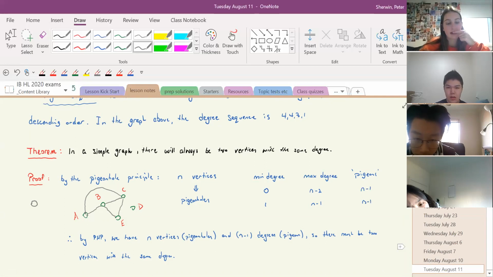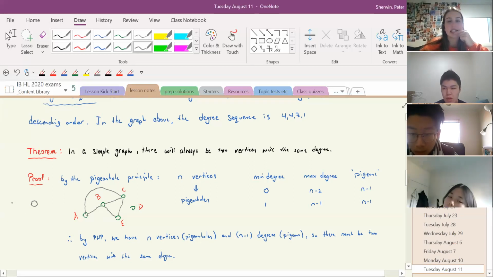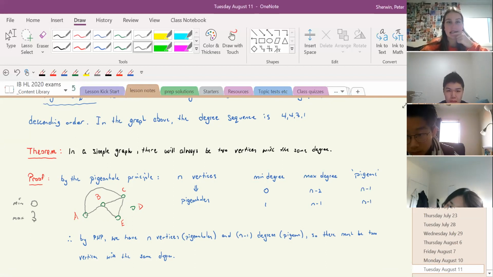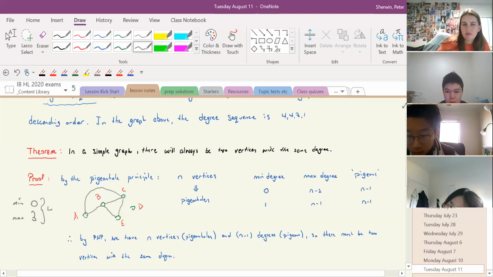What's the degree of C? Can I make C any higher? Can I join him up to anything else while keeping it simple? No, so the highest degree of C would be 3. Is that right? So if the minimum is 0, our maximum would be 3. So how many are there? 0, 1, 2, 3, so I've got 4 pigeons.